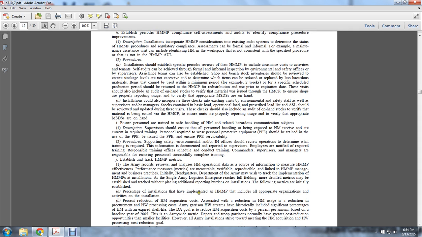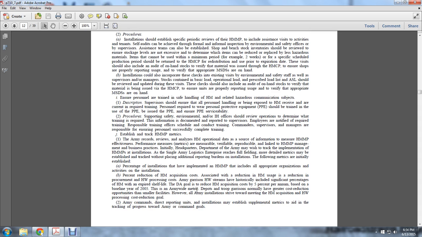The following metrics are initially established: the percentage of installations that have implemented a hazardous material management program that includes the appropriate organizations and activities of the installation; and the percentage reduction of hazardous material acquisition costs associated with the reduction of hazardous material usage, reduced procurement, and hazardous waste processing costs. Army garrison hazardous waste streams have historically included a significant percentage of hazardous material with an expired shelf life.